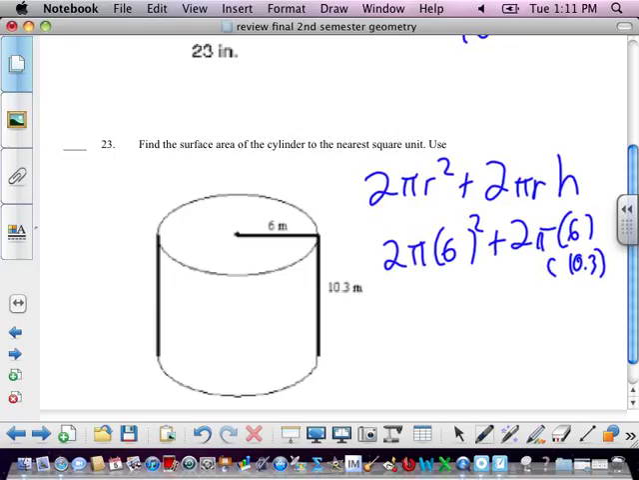So we just put this in our calculator: 2 times 3.14 times 6 squared plus 2 times 3.14 times 6 times 10.3, giving us approximately 614 meters squared. Sorry, guys.